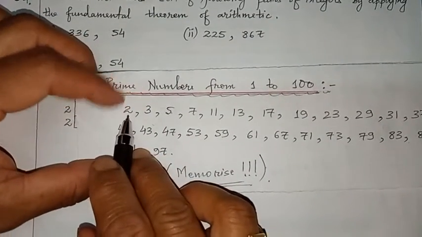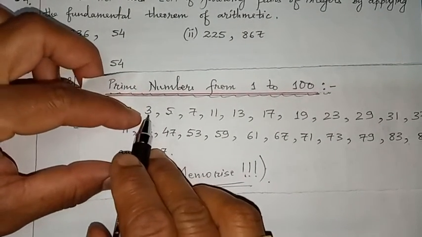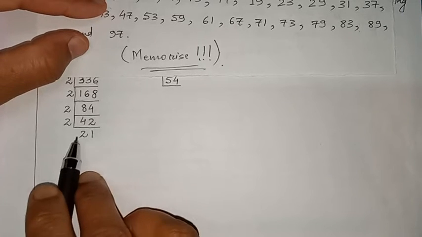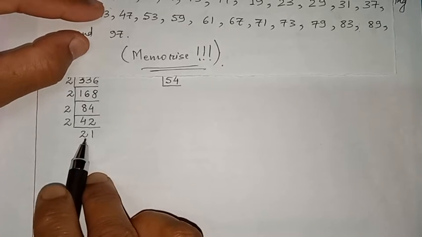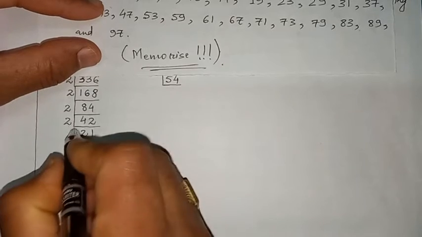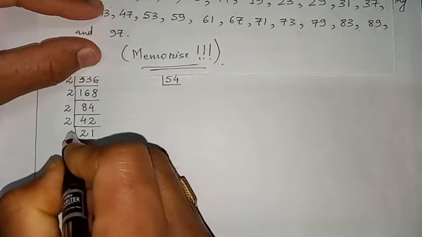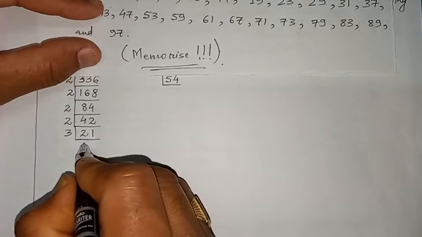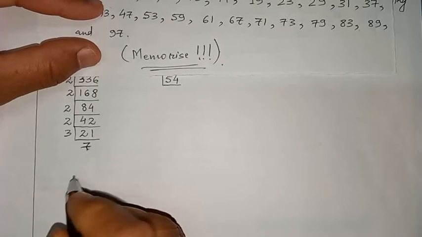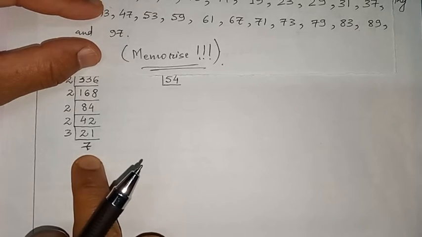Since we cannot divide by the prime number 2, let's go to the next prime number, that is 3. That means we should try to divide this 21 by 3. And yes, 21 is a multiple of 3. 21 comes in the multiplication table of 3, so we'll divide by 3. 3 sevens are 21. So we got 7.